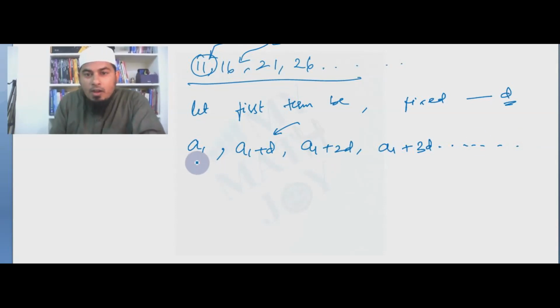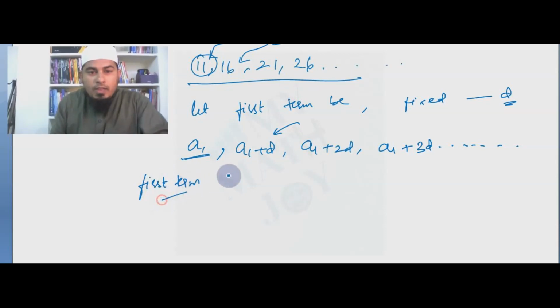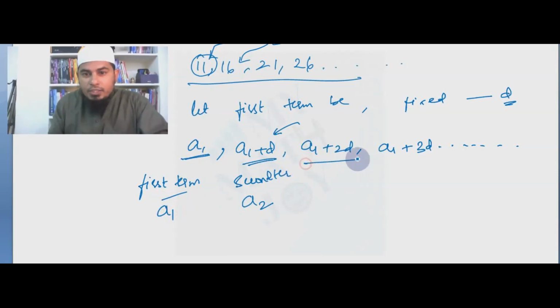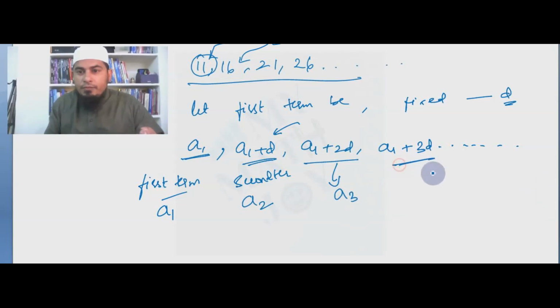This is the standard form of arithmetic progression, where this is your first term and this is your second term. The second term is normally written as a2, and the first is written as a1. This is your third term, so a3. This is your fourth term, so it will be a4, and so on.